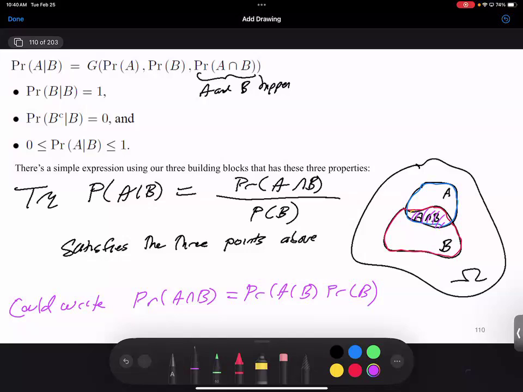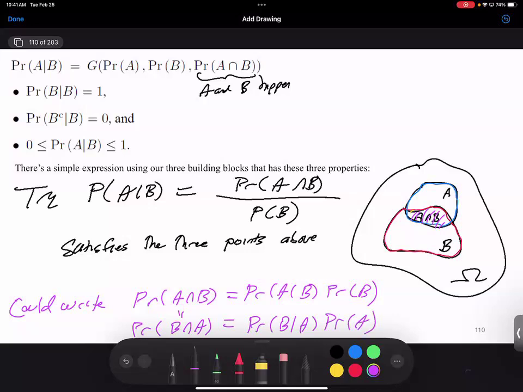Now, the other thing is, as soon as you see the probability of A intersect B, if you know that probability, what else do you know? Probability of B intersect A. How is the probability of A intersect B related to the probability of B intersect A? They're the same. So this is the same as the probability of B intersect A. Well, that's just now the probability of B given A times the probability of A.